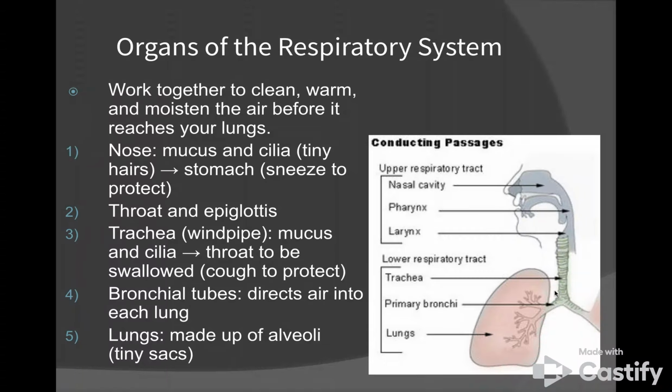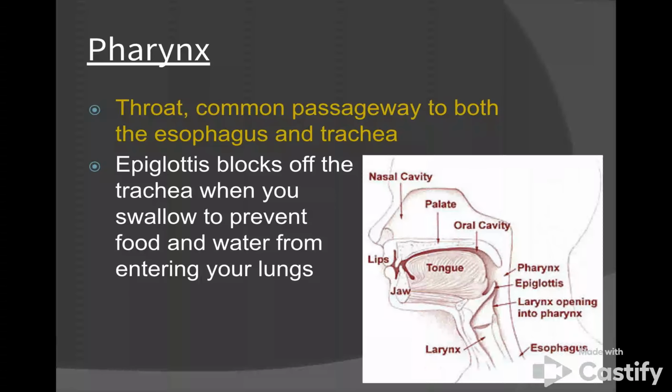The bronchial tubes separate the air into each one of the lungs, and then our lungs are made up of alveoli, which are tiny sacs. We're going to go into each one of these a little bit more in depth.